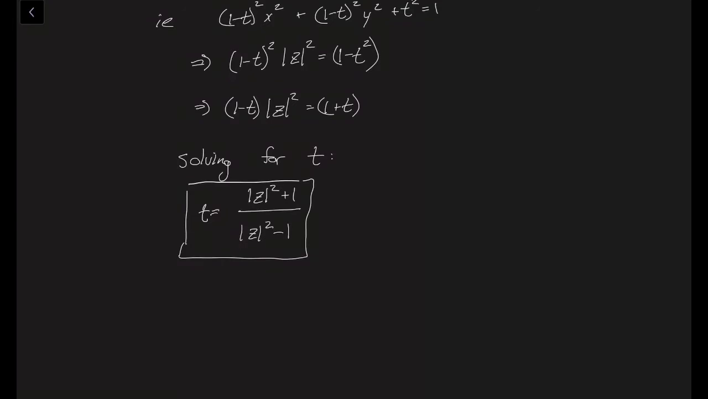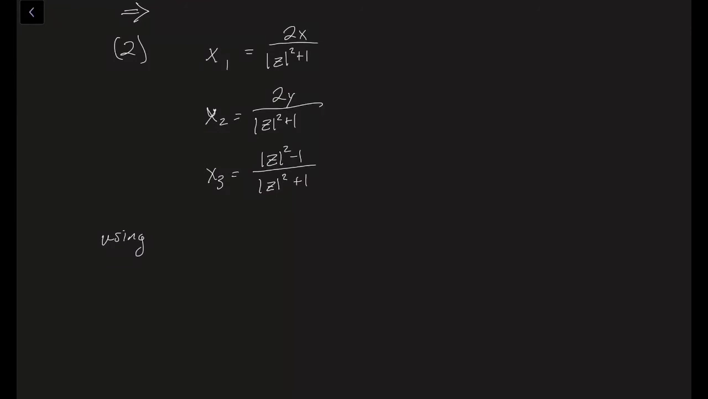Now, plugging this value of t into our x1, x2, and x3 coordinates, we're going to see that x1 is 2x over the magnitude of z squared plus 1. x2 is going to be 2y over the magnitude of z squared plus 1. And x3 is going to be the magnitude of z squared minus 1 over the magnitude of z squared plus 1. The imaginary part of z is z minus z conjugate over 2.